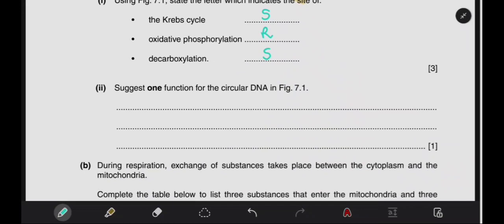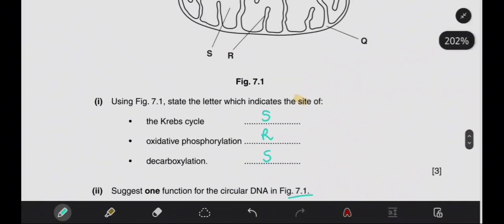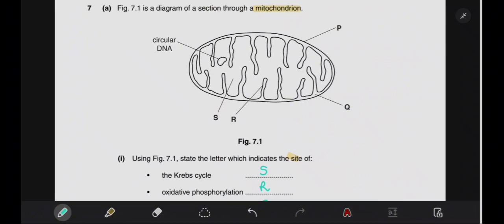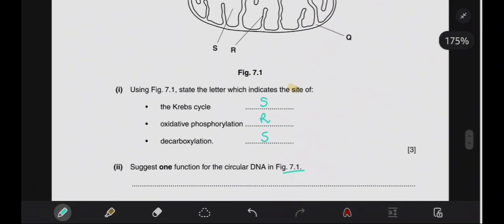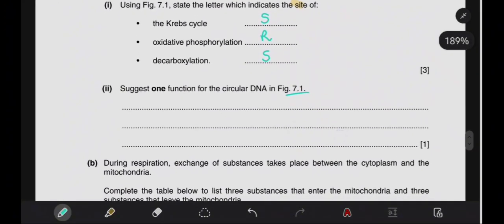Suggest one function for the circular DNA in figure 7.1. Circular DNA. Since DNA consists of genes, those genes will code for mitochondrial proteins and enzymes that are involved in the function of the mitochondria. So remember that transcription takes place due to DNA.